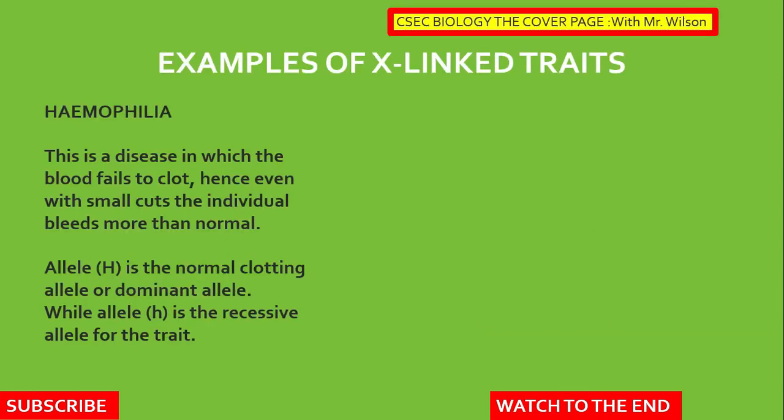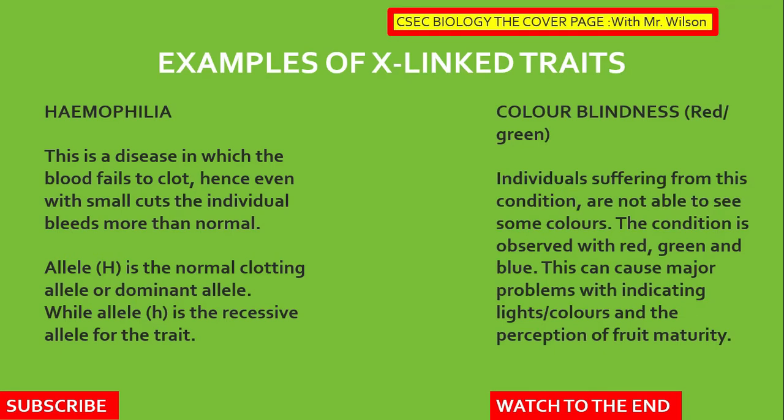Hemophilia. This is a disease in which the blood fails to clot. Hence, even with small cuts, the individual bleeds more than normal. Allele capital H is the normal clotting allele or dominant allele, while allele small h is the recessive allele for the trait.